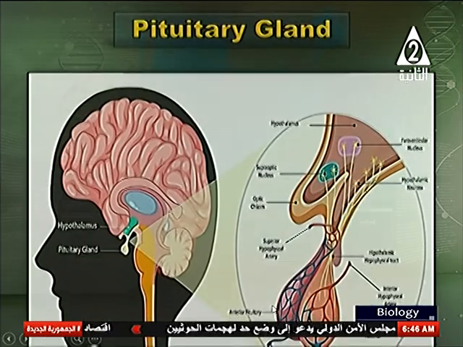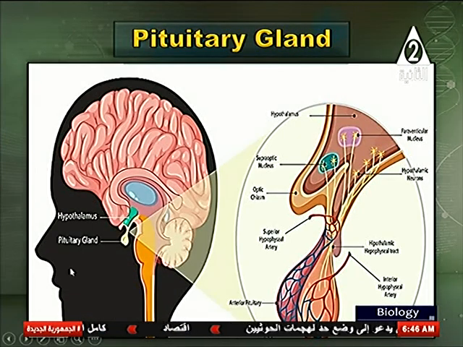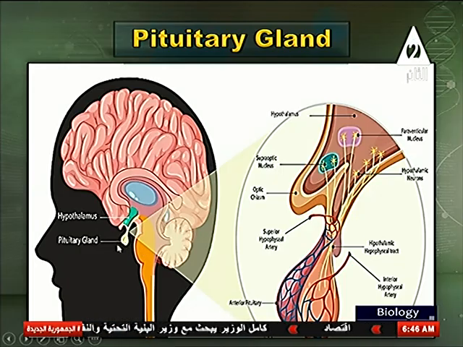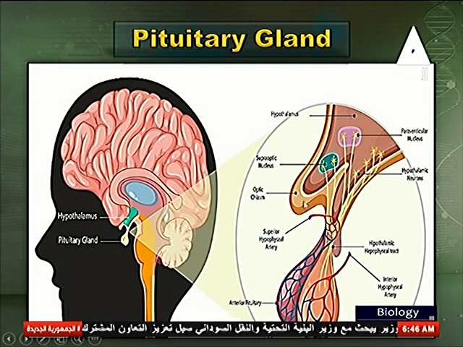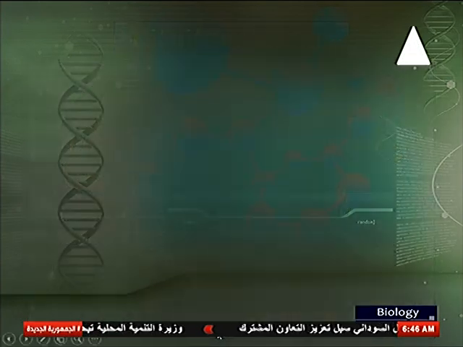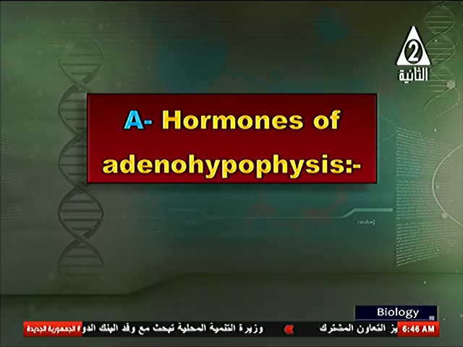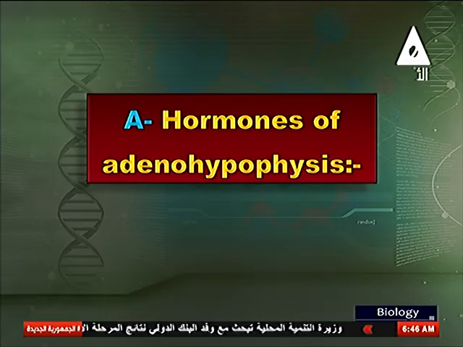Okay. This is the pituitary gland again. It consists of two main lobes below the hypothalamus in the brain. You studied the hypothalamus last year. Okay. Let's again ask, what are the hormones of the adenohypophysis?